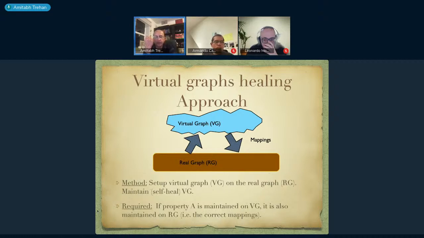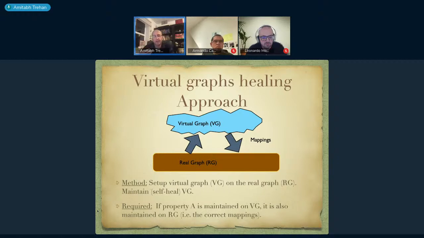Now what you can do is you can maintain this property A on the virtual graph. You don't need to really bother about the real graph, because certain topologies, like this tree, are much more intuitive to think about and maintain. So you are maintaining this in a virtual space. Now this works. Why? Because there is a mapping between the virtual graph and the real graph.